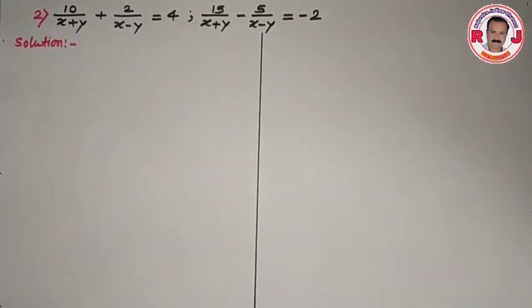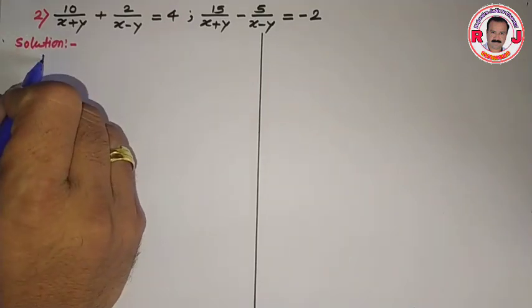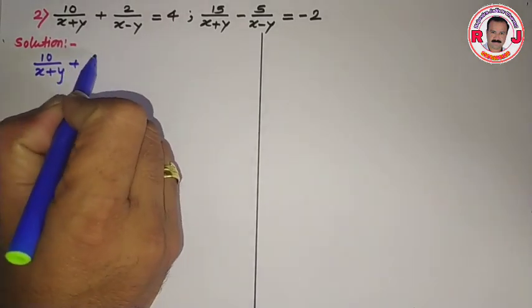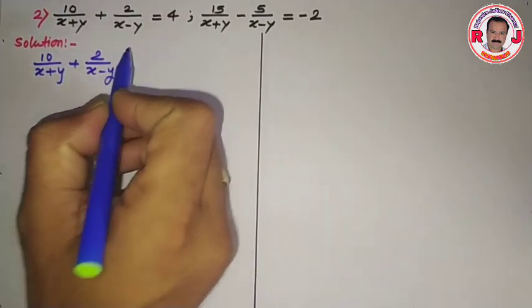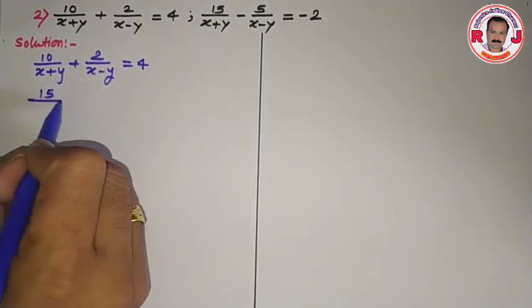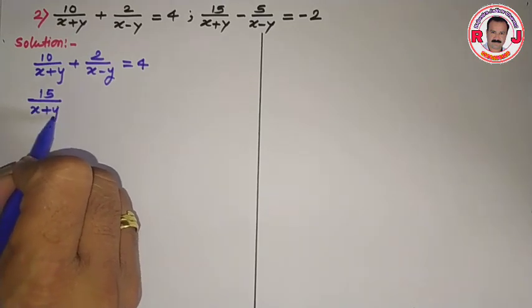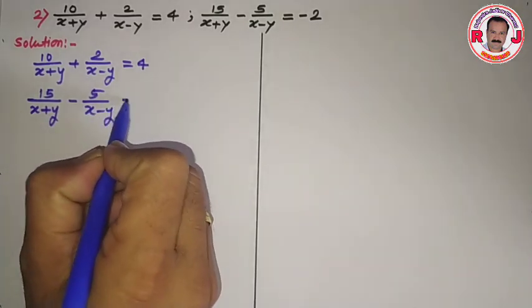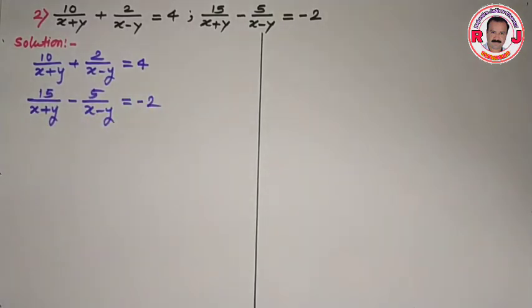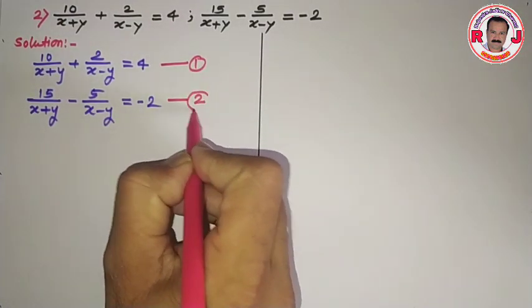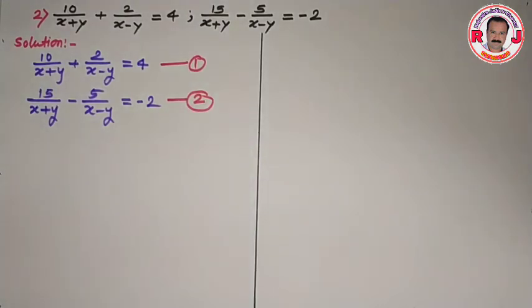Solution: 10 upon x plus y plus 2 upon x minus y is equal to 4, and second equation, 15 upon x plus y minus 5 upon x minus y is equal to -2. This is the first equation and this is the second equation. First, convert these equations into linear equations in two variables.